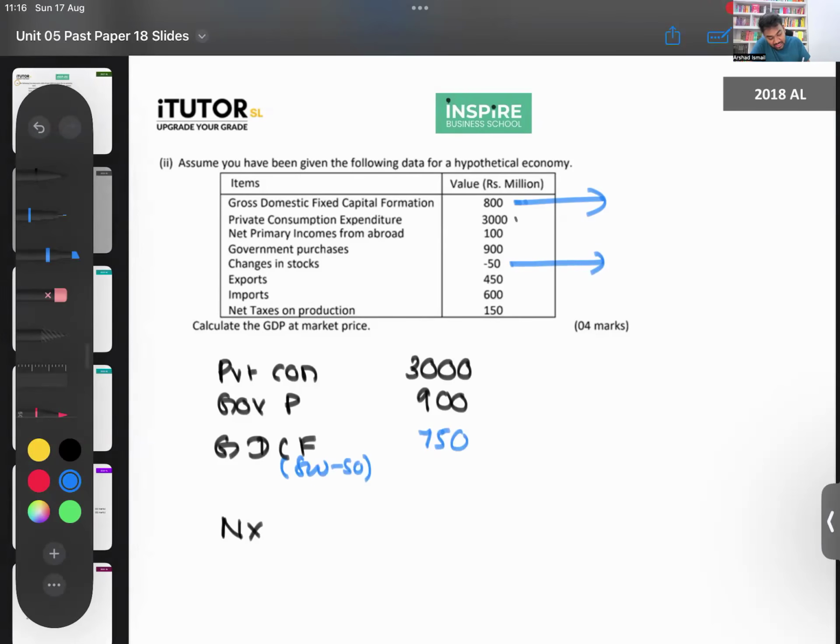Then net exports are 450. Then this is minus 150. 450 plus 600. Plus minus 450 minus 600. How much do we get? 4,500. So easy 4-mark question.